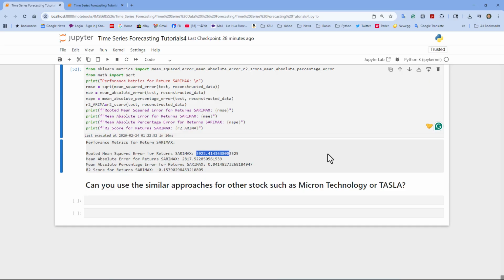Hopefully, by the end of the semester, we can introduce some of the sophisticated neural network and deep learning algorithms to do the same thing.